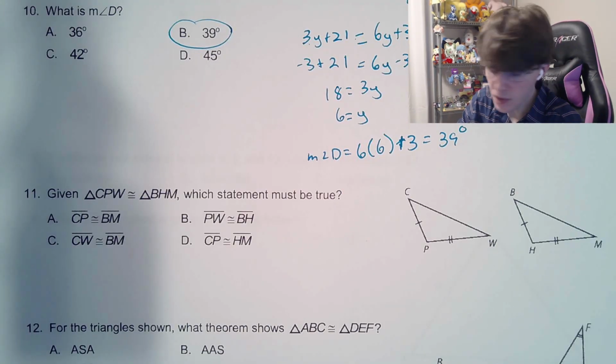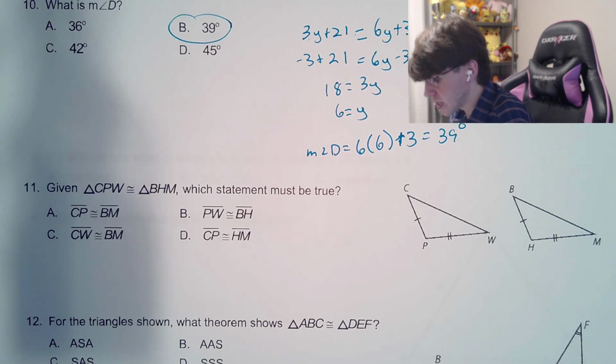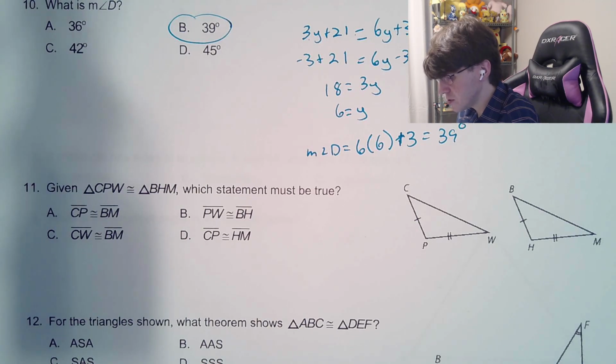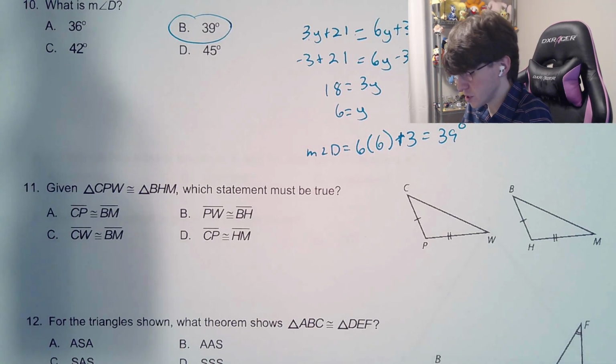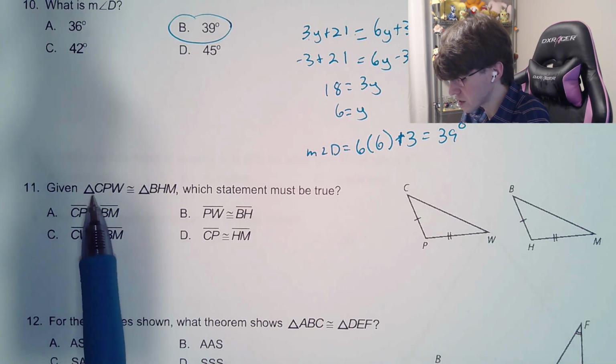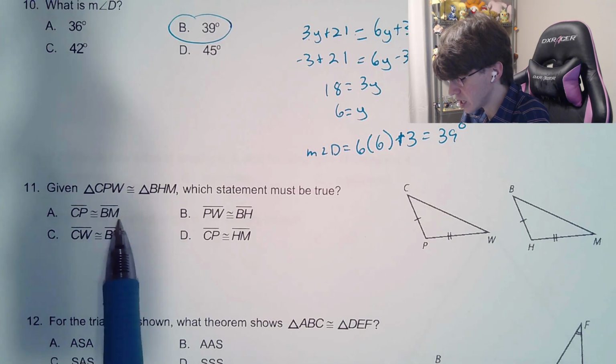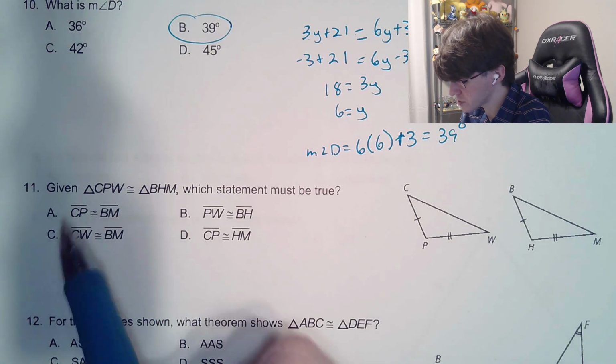Pausing real quick. Here we go, question number 11. Given that triangle CPW is congruent to BHM, which statement must be true? So this one we're going to have to kind of go through one by one and notice our positions. So C and P is going to be positions 1 and 2. B and M is positions 1 and 3. So that one's not correct.